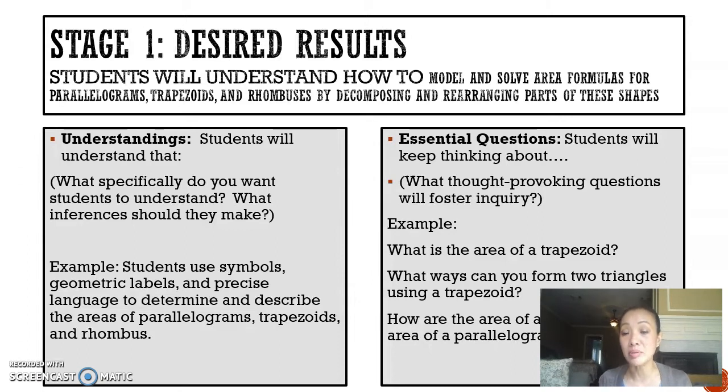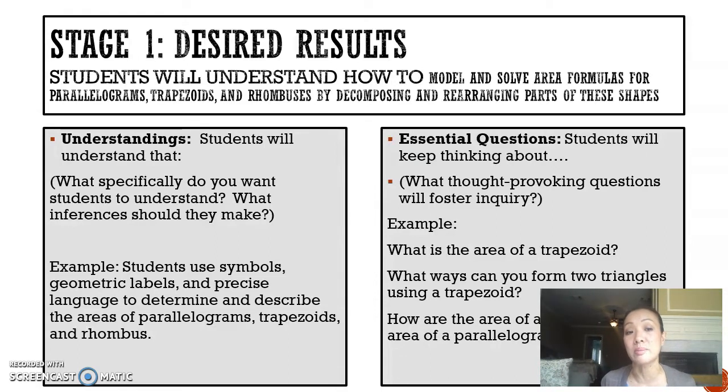Now, as you recall from the beginning of the training, I told you with desired results, you have to have the understanding. Students will understand that. And again, in this case, I use examples. Students use symbols, geometric labels, and precise language to determine and describe the area of parallelograms, trapezoids, and rhombuses. So under the understanding, you want to be specific about what you want students to understand.